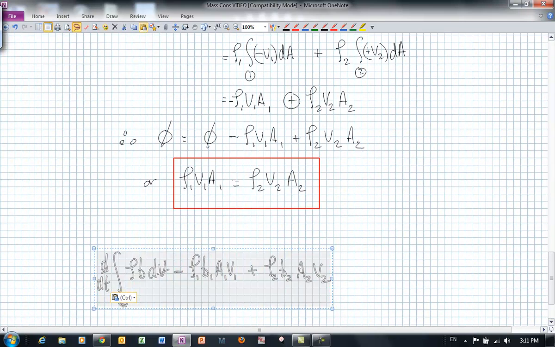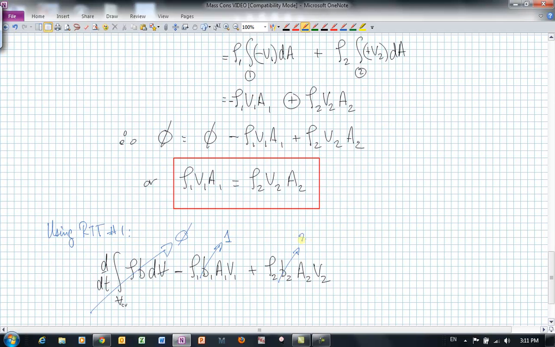Okay, where are we? Yes, here we are. So all I'm doing here is using RTT number 1. Flow is steady, so this is 0. B1 is equal to 1. B2 is equal to 2.